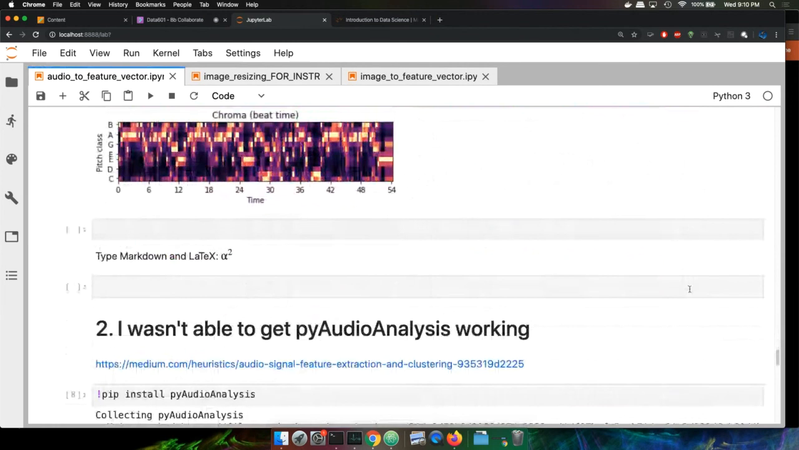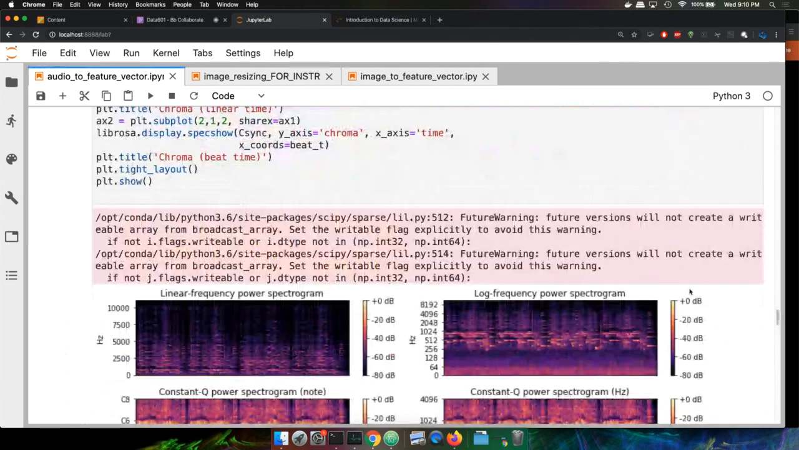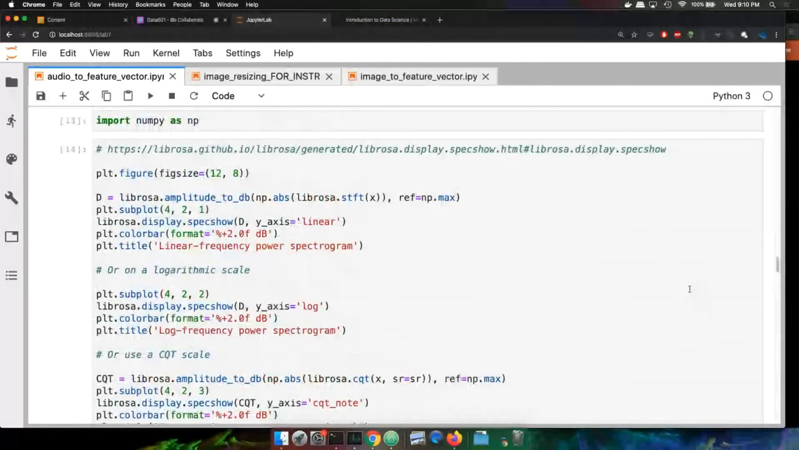Okay, so I think that's all I got for audio processing. Basically, turn it into pictures and decompose those pictures into other pictures that you can then do machine learning on. Magic. All right. That was all I have on that.